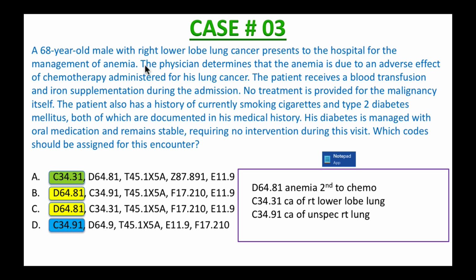Let's read it. A 68-year-old male with right lower lobe lung cancer presents to the hospital for the management of anemia. The physician determines that the anemia is due to an adverse effect of chemotherapy administered for his lung cancer. The patient received a blood transfusion and iron supplementation during the admission. No treatment is provided for the malignancy itself.